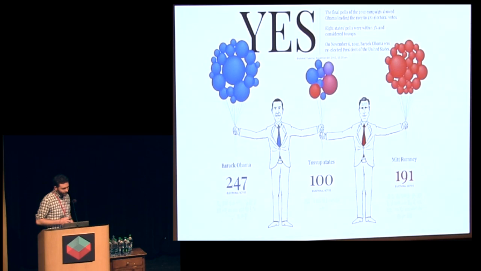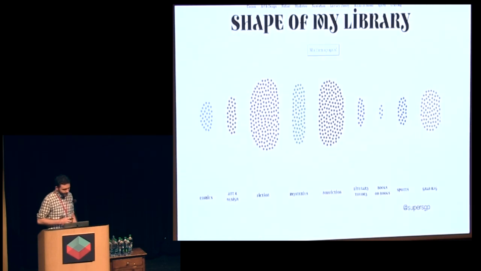I also like this one, The Shape of My Library by Sarah Groff Palomaro, a UX designer in San Francisco. I probably butchered her name. I thought it was interesting: she's quantifying or making note of her library, the books that she owns, and it's a simple concept again.